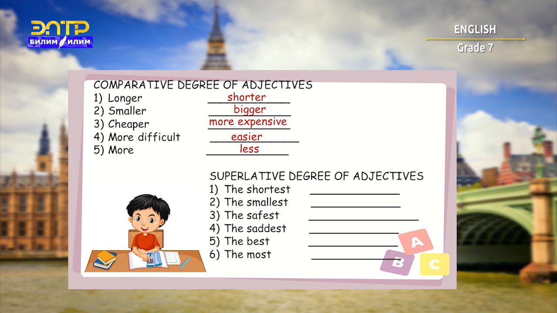Superlative degree of adjectives. The opposite of shortest is the longest. The opposite of smallest is the biggest. The opposite of safest is the most dangerous. And the opposite of saddest is the funniest. And the opposite of best is the worst. And the opposite of the most is the least.